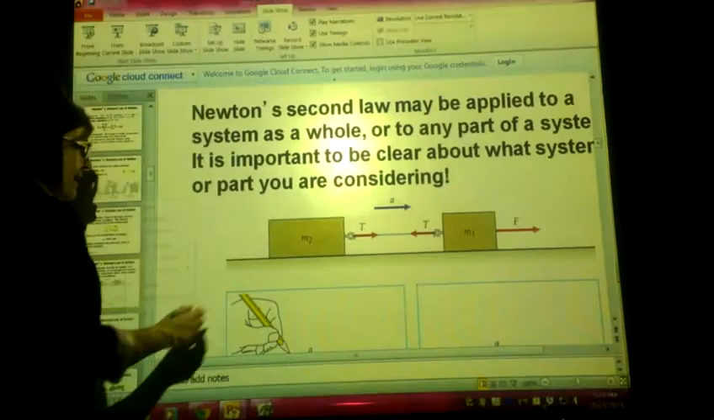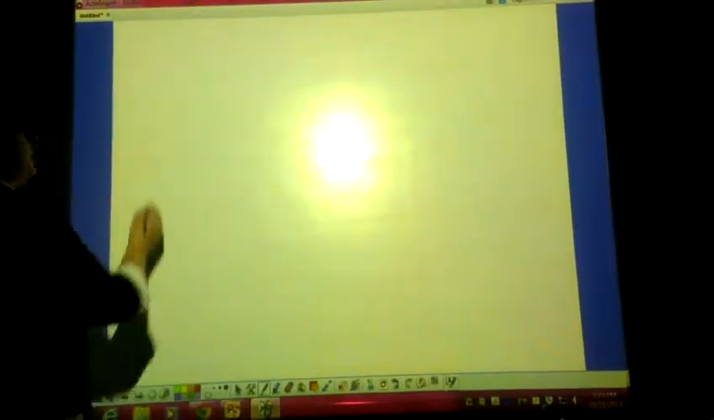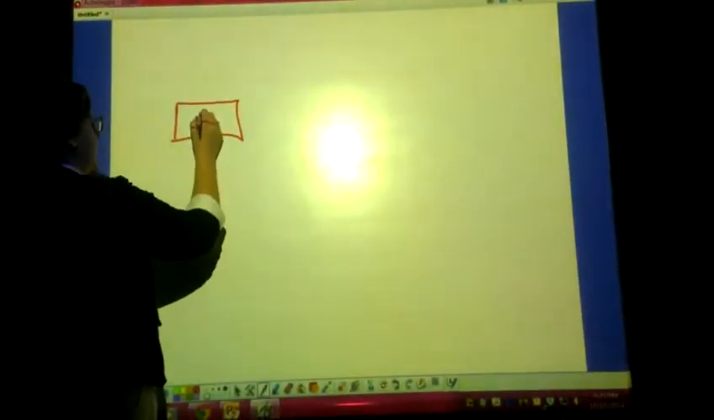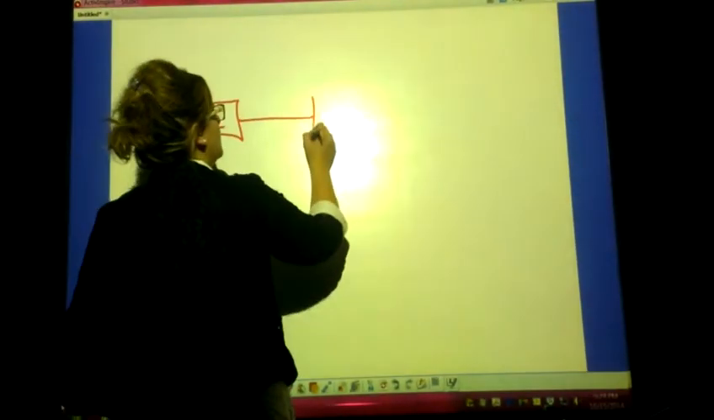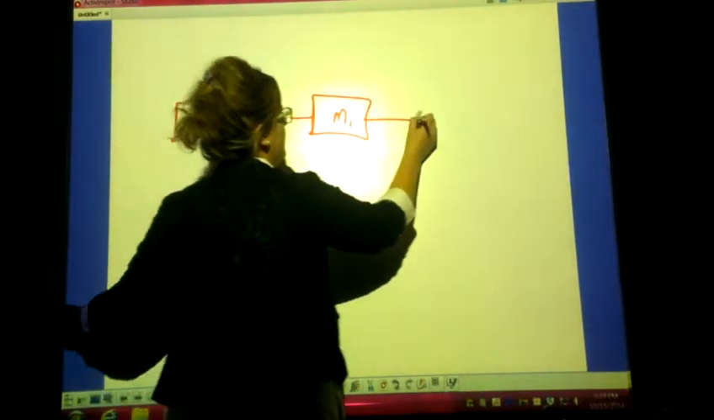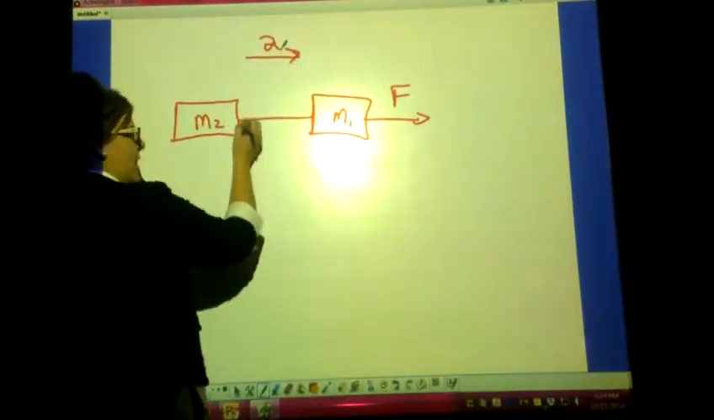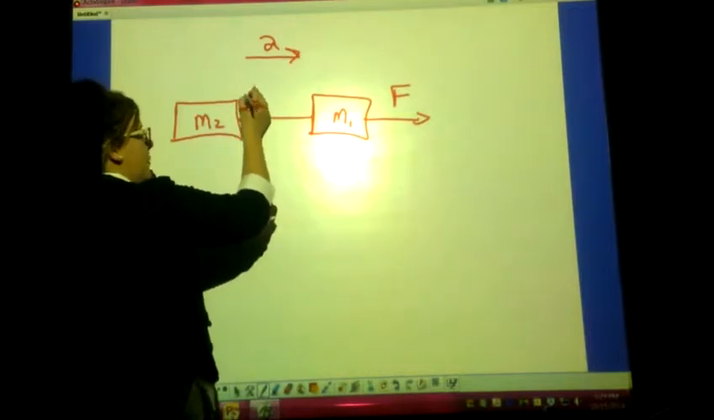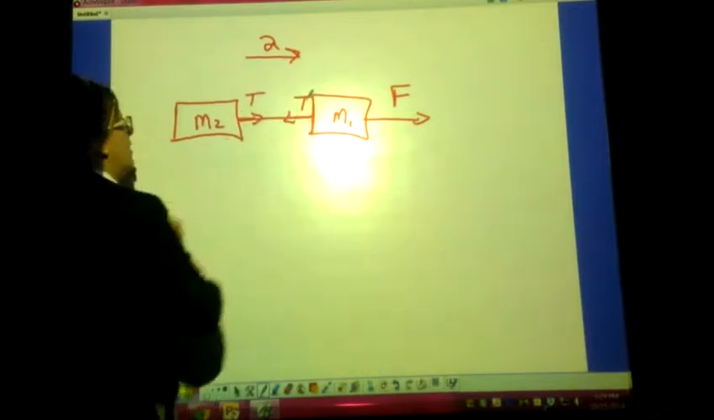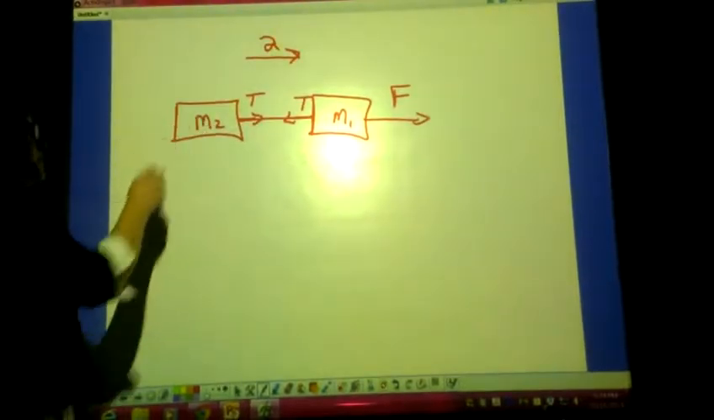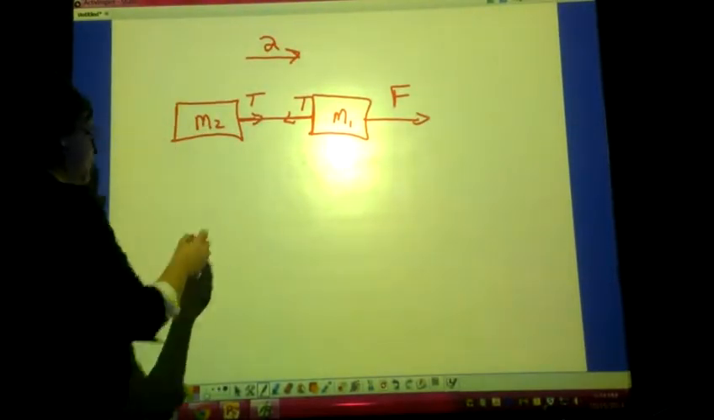Okay, so mass 2. I'll just draw the situation again. Here's M2. Here's M1. Here's the applied force. And this is my overall acceleration. So I have tension in the rope here, tension, all that good stuff. So I just want to draw a free body diagram for mass 2.